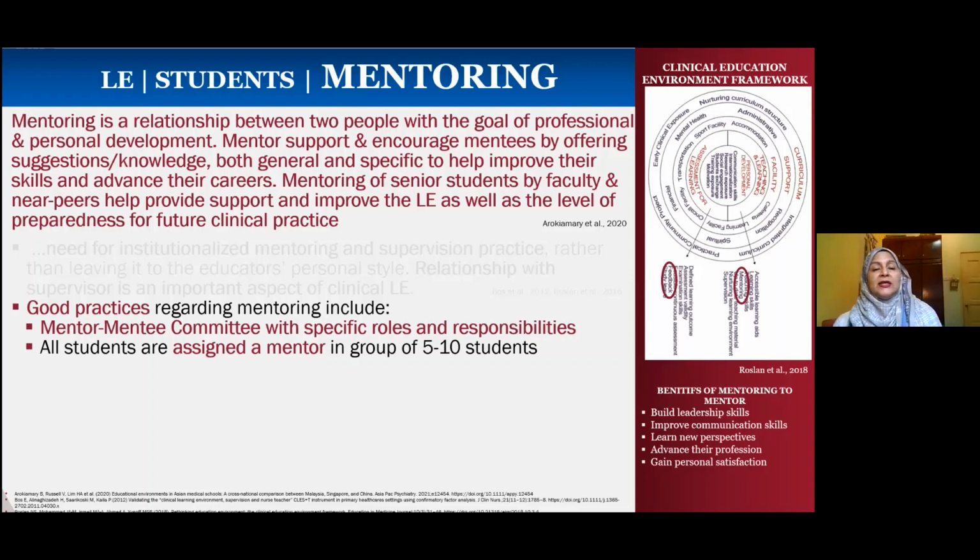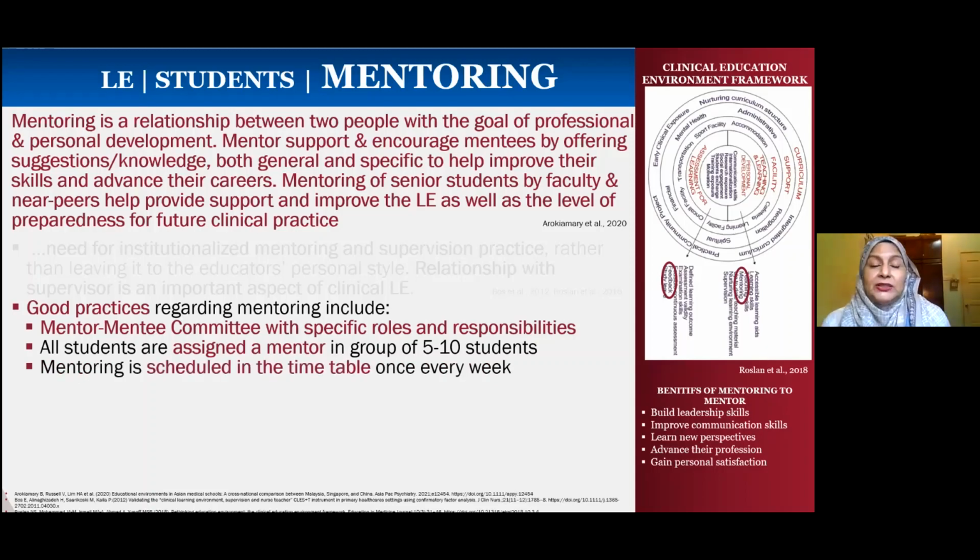All students are assigned a mentor in a group of 5 to 10. The 10 is the upper limit. More than 10 becomes a bit of a burden for the teaching staff, and especially the clinicians who are also doing the clinical work.